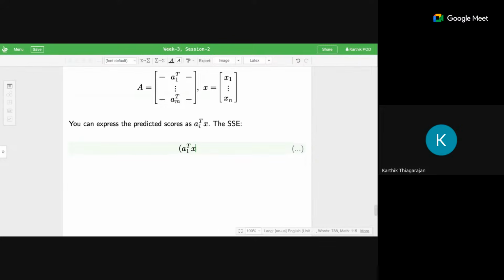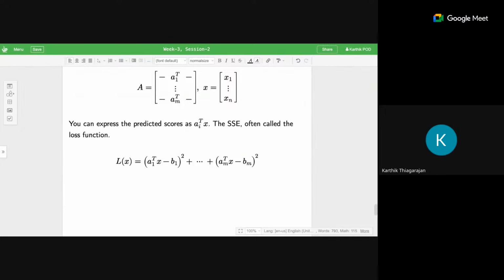Therefore, the sum of squared errors, SSE, becomes (A1 transpose x minus the true score) squared for the first student, plus dot dot dot, till the mth student. In this case there are 4 students, so m will be 4. In general, m students. This is the predicted score minus the true score. This is often called the loss function in machine learning, because it is measuring the loss or the error. It's also called the error function sometimes.